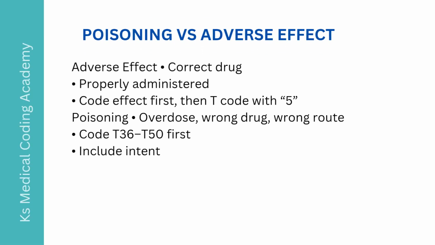Poisoning versus adverse effect. An adverse effect occurs when the correct drug is properly administered, but causes an unwanted reaction. Code the reaction first, then the T code with 5th or 6th character, 5. A poisoning occurs due to overdose, wrong drug, or wrong route. Code the T code first, including intent.